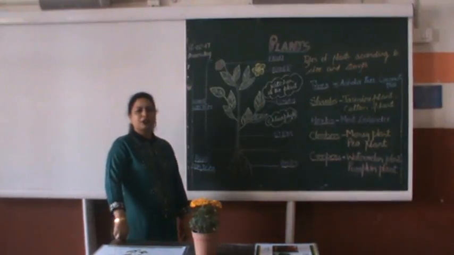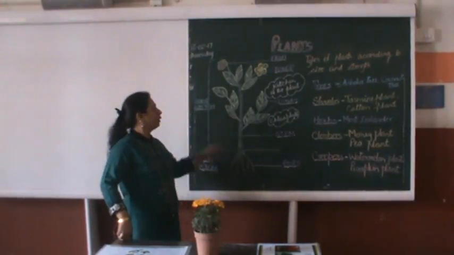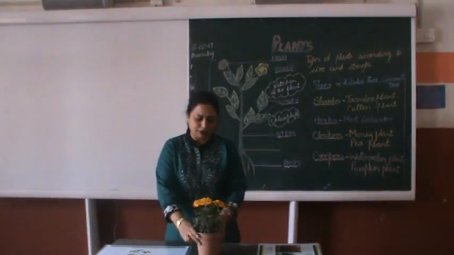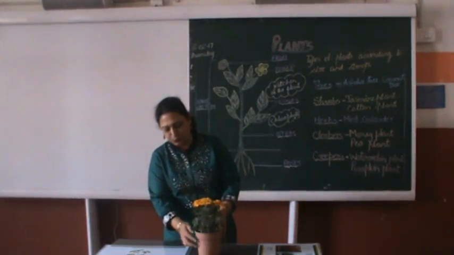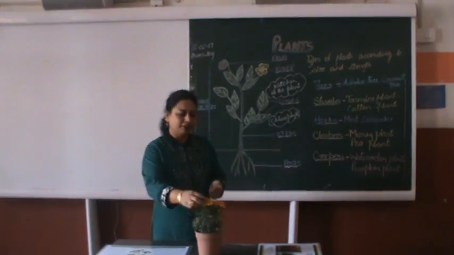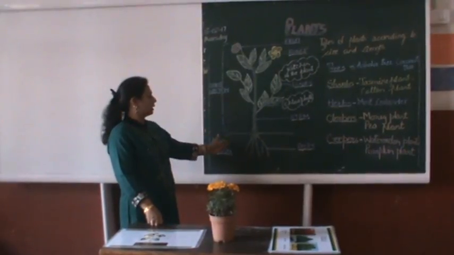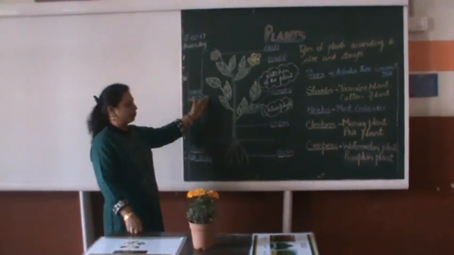Good morning students. Today we are going to learn more about plants. As you can see here, a plant consists of many parts. It has roots, stem, leaves, flower. But basically the plant body is divided into two parts, that is root system and shoot system.